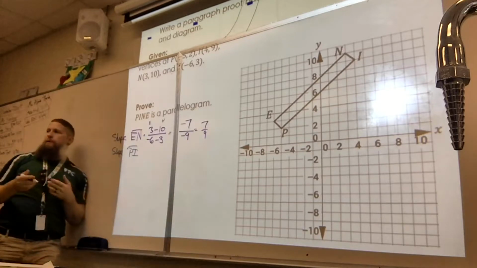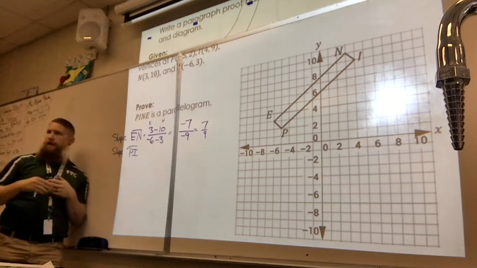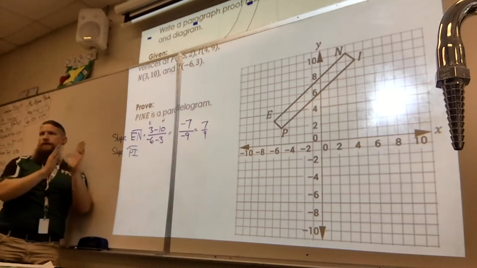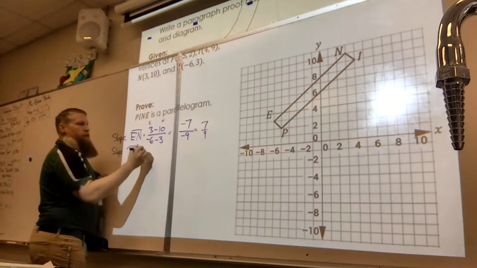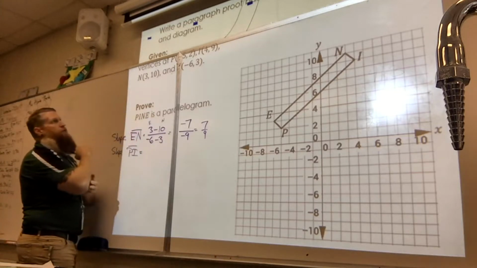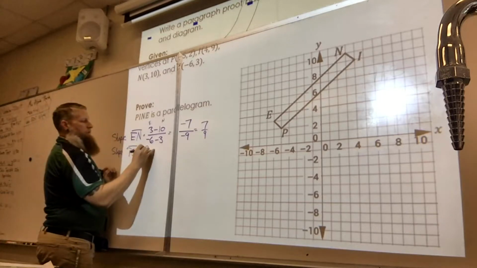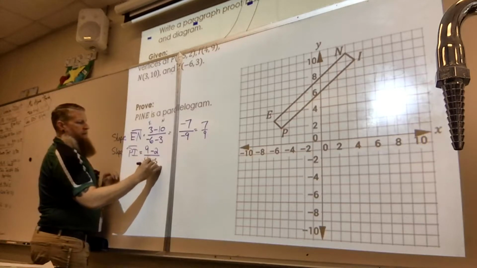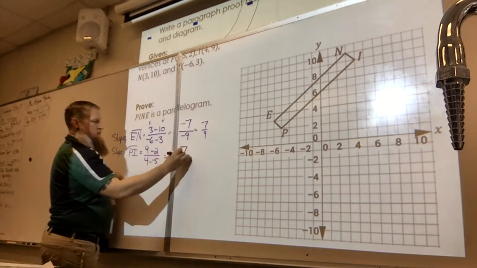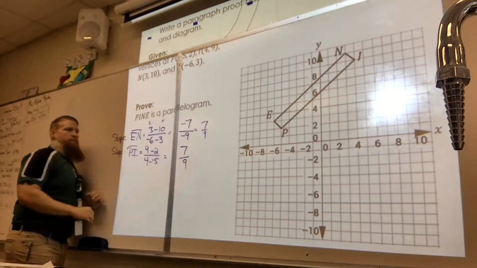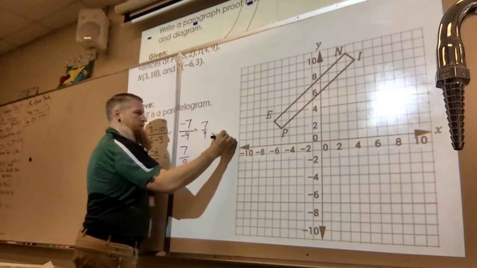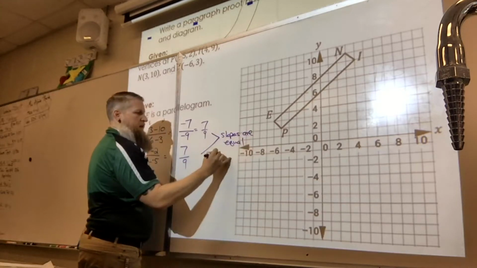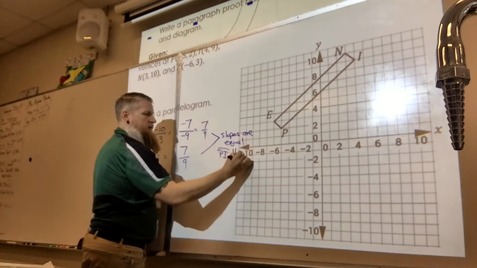All right, so now again, for me to verify it, like I'm going to do the same thing for PI. As long as it gives me the exact same fraction, the thing is going to be a parallelogram, or at least the first half of this is. Because I know those sides will be parallel to each other. All right, so for P and I, I've got, what's that, 9 minus 2, and then 4 minus -5. Which is 7 over 9. So there I would say, look, say something like the slopes are equal, which makes PI parallel to EN.